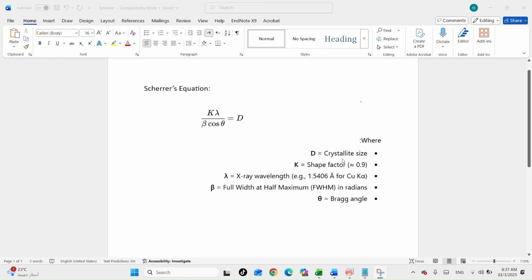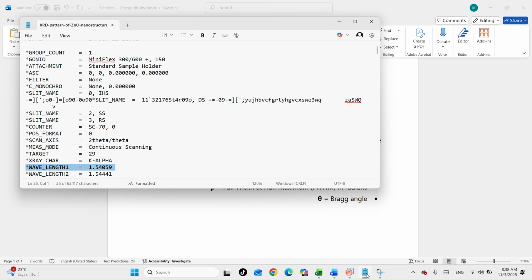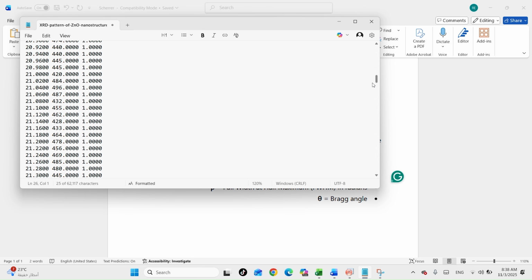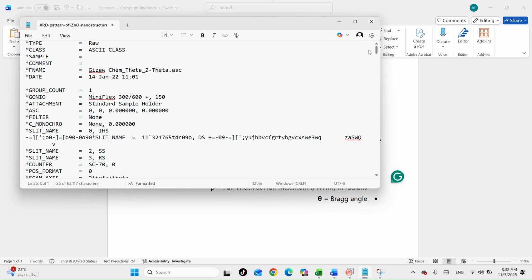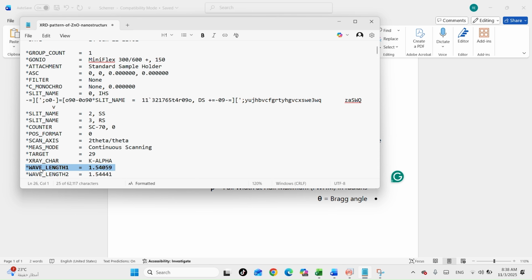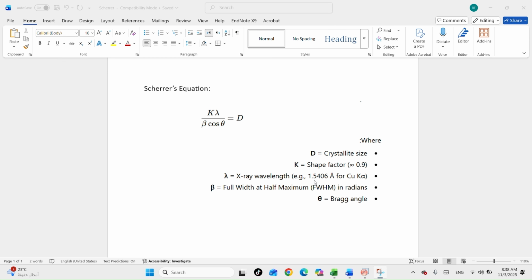D here refers to the crystallite size, K is a constant, and it equals 0.94 for the cubic system. Lambda is the wavelength, which we know experimentally or from our data. From it we will know the wavelength used in our experiment. That is the wavelength for Cu K alpha. Beta is the full width at half maximum in radians, and theta is the Bragg's angle in degrees.